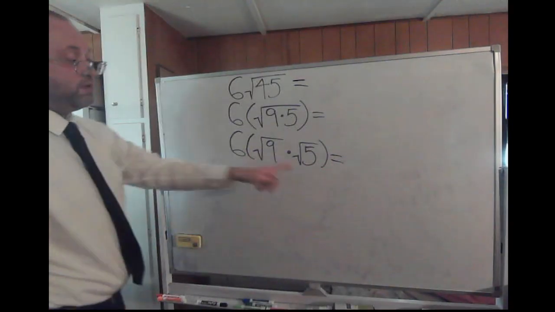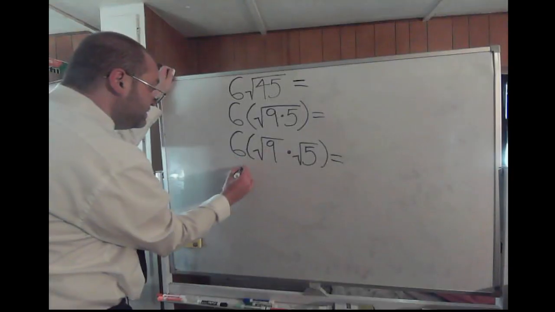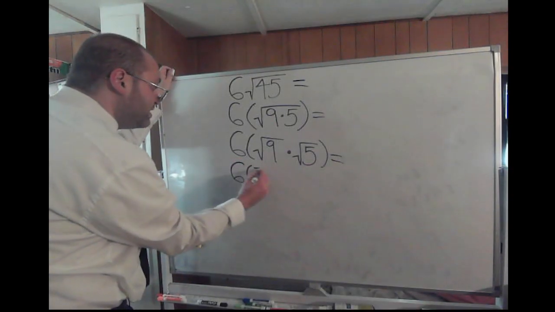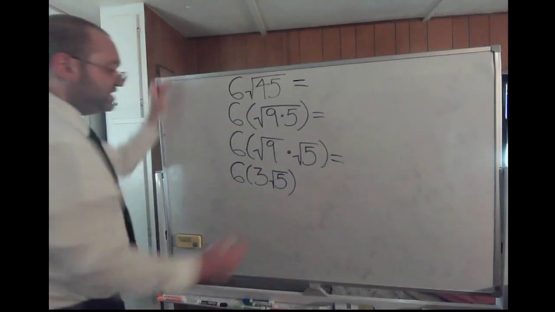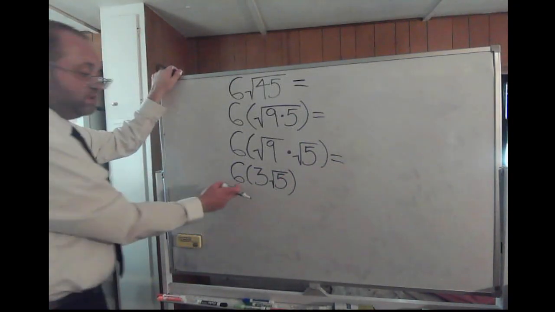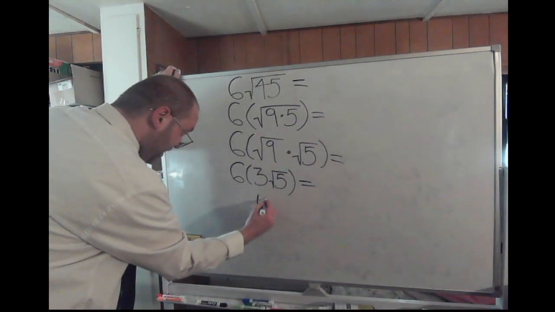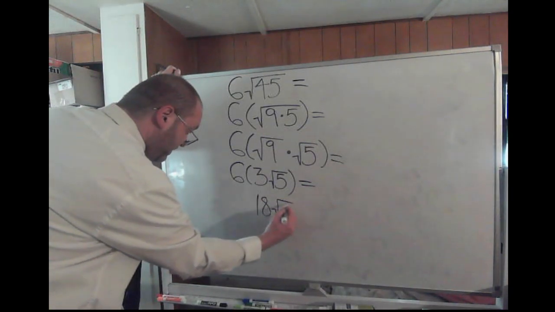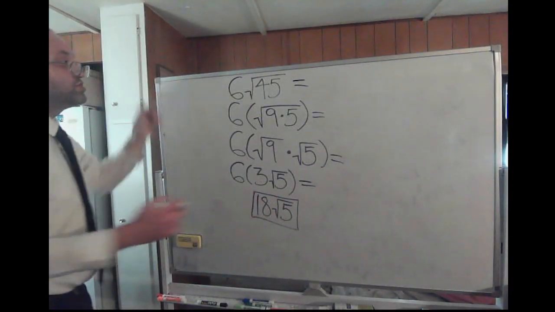Well, we know the square root of 5 is not a perfect square, but the square root of 9 is. You end up getting 6 times the quantity of 3 times the square root of 5. Now you just multiply the 6 times 3, and you'll end up getting 18 times the square root of 5. And that would be your answer.